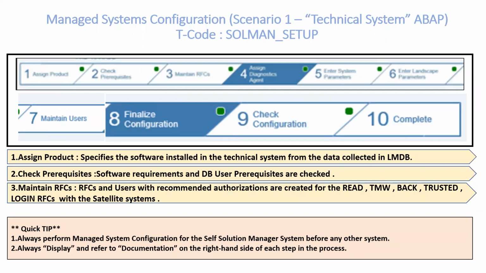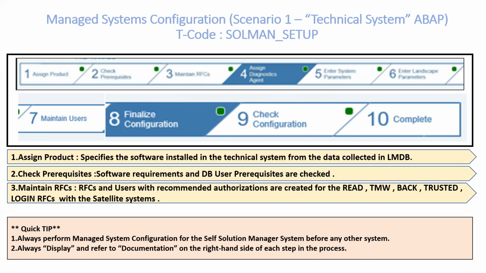We will now take a look into the first scenario, which is performing managed system configuration for a technical system of type ABAP. The first step is the assignment of product, where the software installed in the technical system is specified and this data is collected from LMDB. Next is the check prerequisite step, where software requirements and DB user prerequisites are checked. Next comes the maintenance of RFCs.